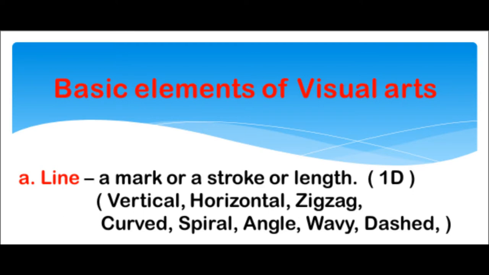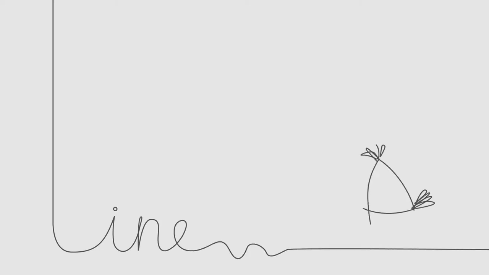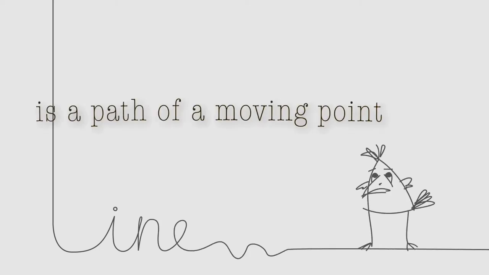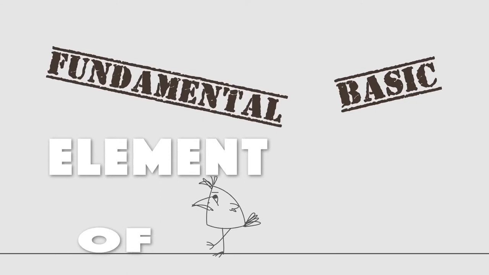Now, let's begin our basic elements of visual arts with line. Line is a mark or a stroke. Examples: vertical, horizontal, zigzag, curve, spiral, angle, wavy, and dashed line. Line is a path of a moving point. It is a starting place for most art creations. It is the most basic and fundamental visual element.